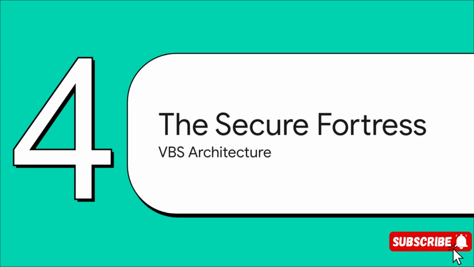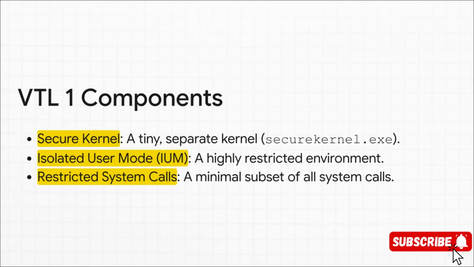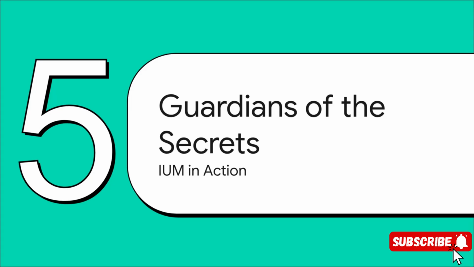Let's take a closer look at the architecture of what's called Virtualization-Based Security, or VBS. First off, the secure world doesn't run the normal Windows kernel. Nope, it runs its own tiny, specially built kernel called securekernel.exe. It's designed from the ground up to have a minimal attack surface. On top of that, it runs a special environment called Isolated User Mode, or IUM. And this place is locked down tight. Any application running here can only make a tiny, heavily audited set of system calls, which keeps them from doing anything they shouldn't.